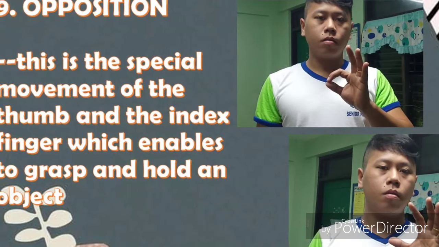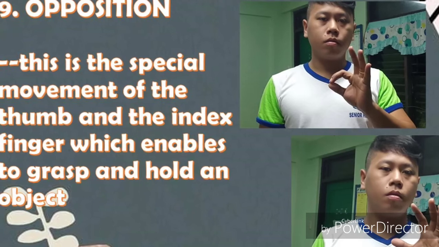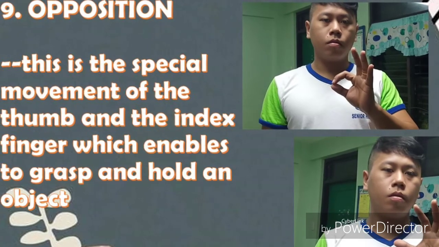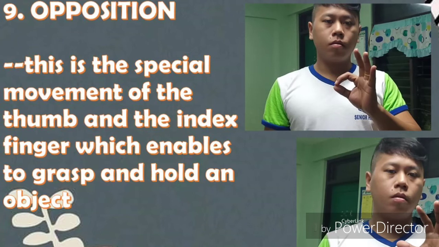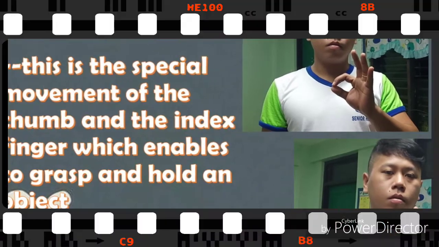The ninth movement is opposition. This is the special movement of the thumb and the index finger, which enables us to grasp and hold an object.